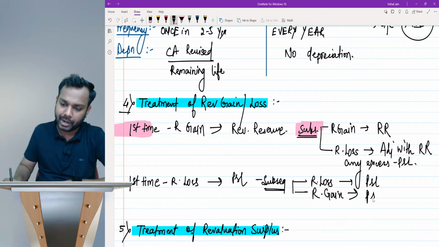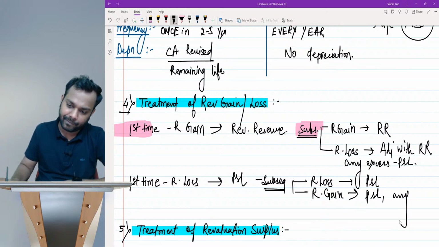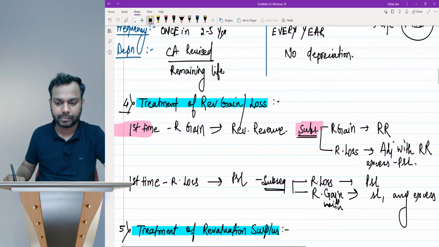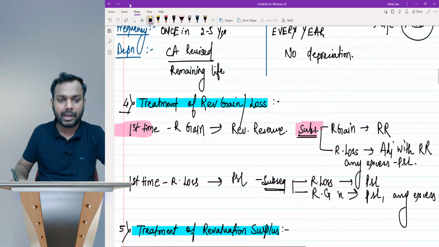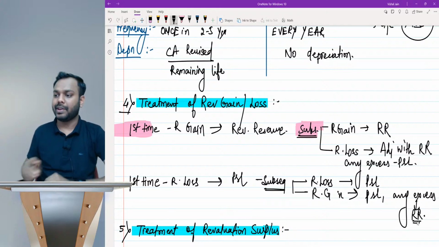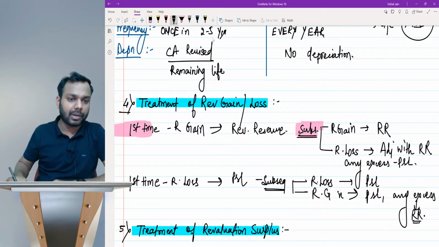It will be transferred to P&L, but any excess will be transferred to revaluation reserve. Is that clear, guys? Is that clear to all? Okay, now just let me highlight this one.